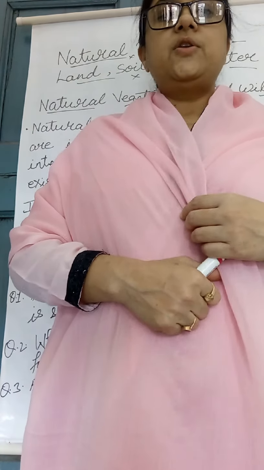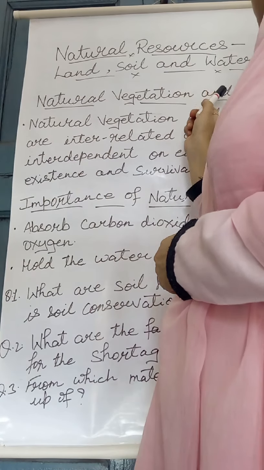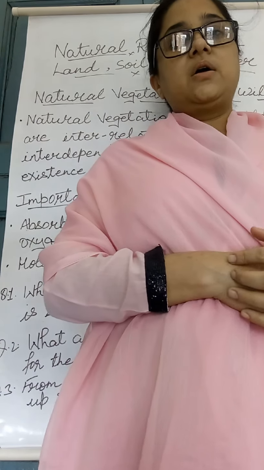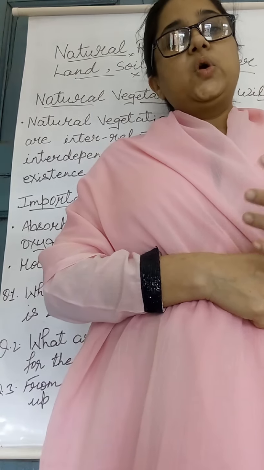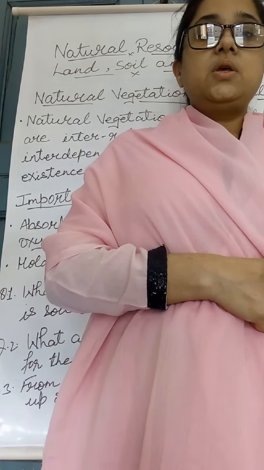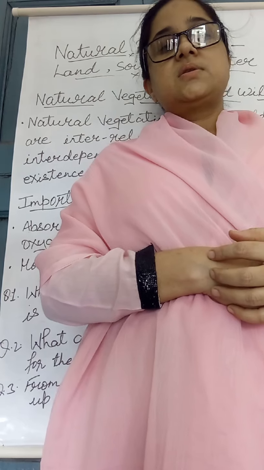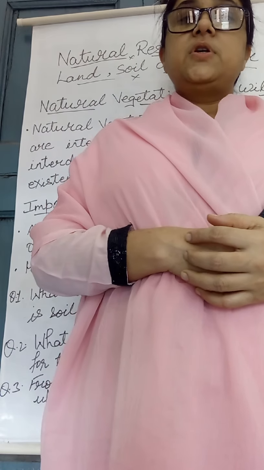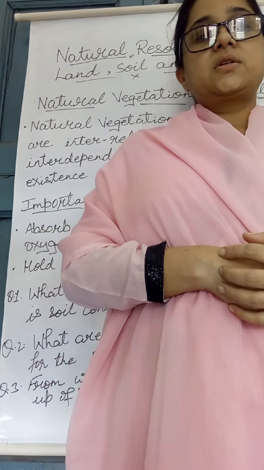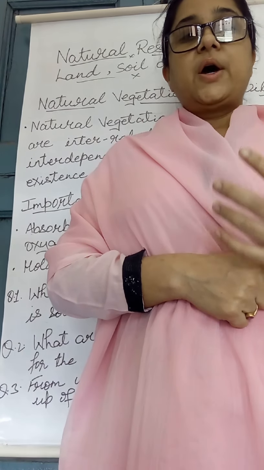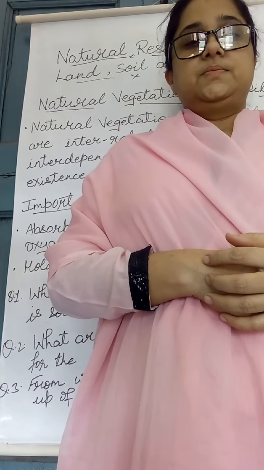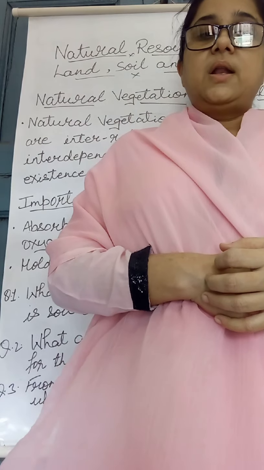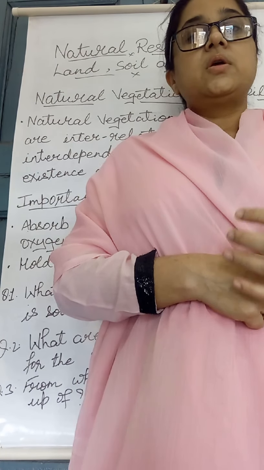Now today I will explain to you about natural vegetation and wildlife. Natural vegetation and wildlife are interrelated and both are interdependent on each other for existence and survival in the biosphere. Biosphere is the narrow zone of contact between the lithosphere, hydrosphere and atmosphere. This interrelated and interdependent life supporting system is called ecosystem.